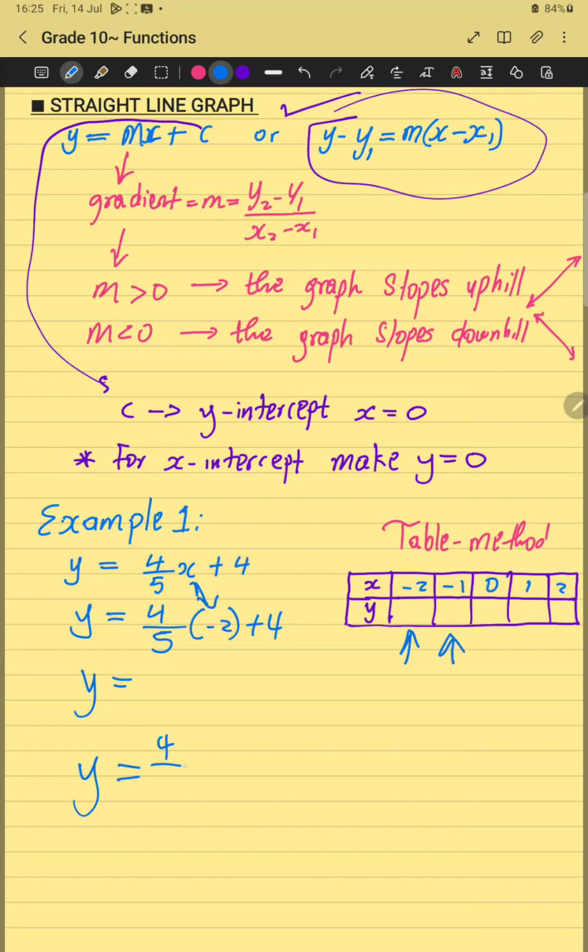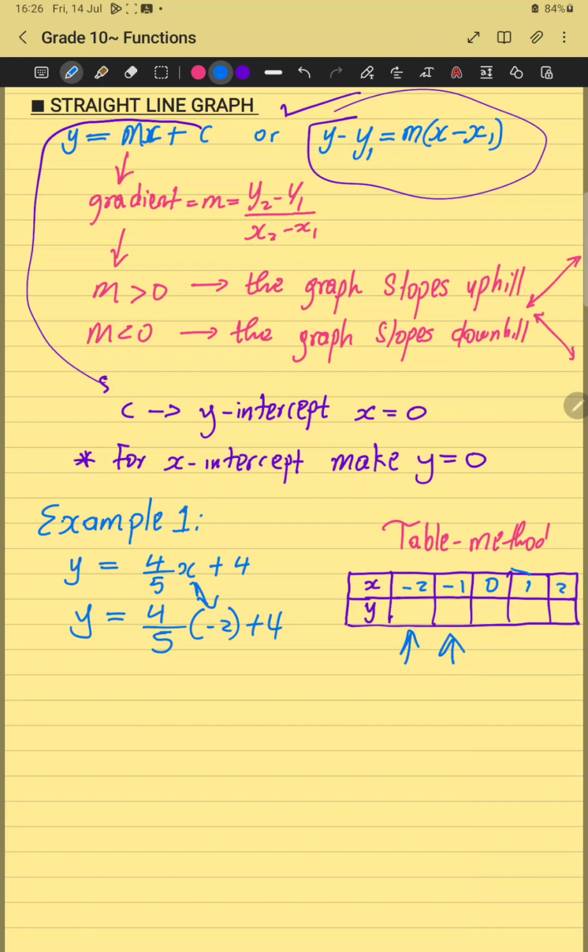So you do the same, you say 4/5 open brackets, and you take -1 must be here, -1, and then +4, and so on. And then you do the same with 0, and then you do the same with 1, and you do the same with 2, and so on. But let me just do the first one, then I just want to show you this part.